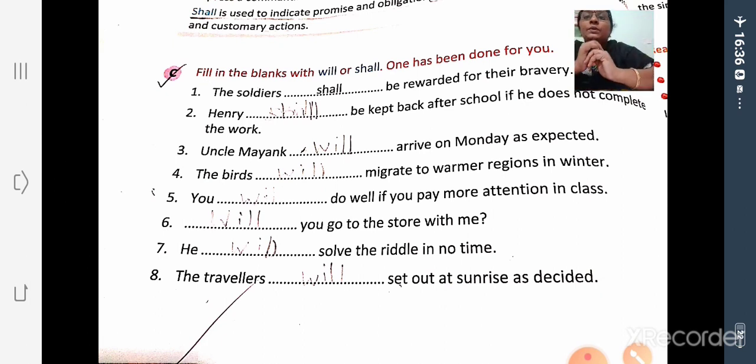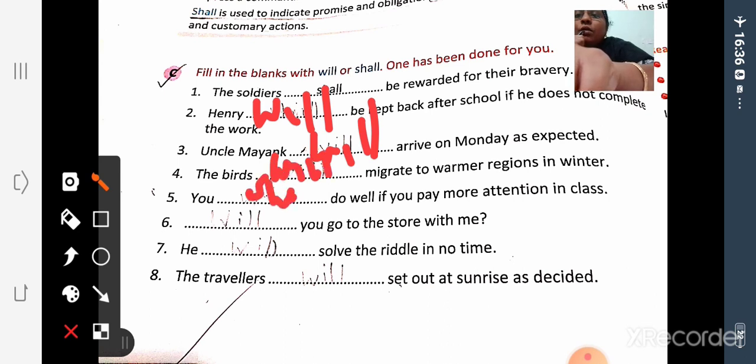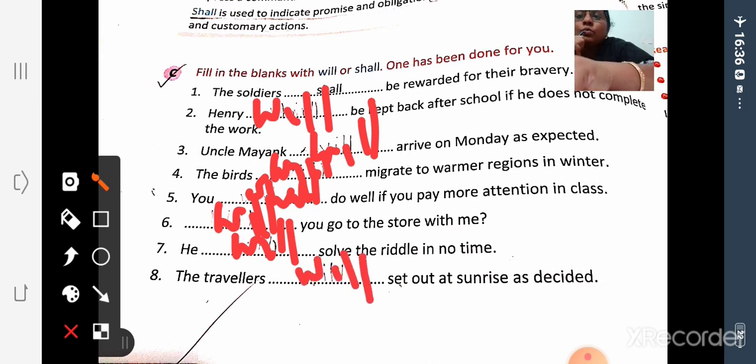Then fill in the blanks with will or shall. One has been done for you. Soldiers shall be rewarded for their bravery. Henry will be kept back after school if he does not complete his work. Uncle Mike will arrive on Monday. The birds will migrate. You shall do well. Will you go to the store with me? He will solve the riddle in time. The travelers will set out.